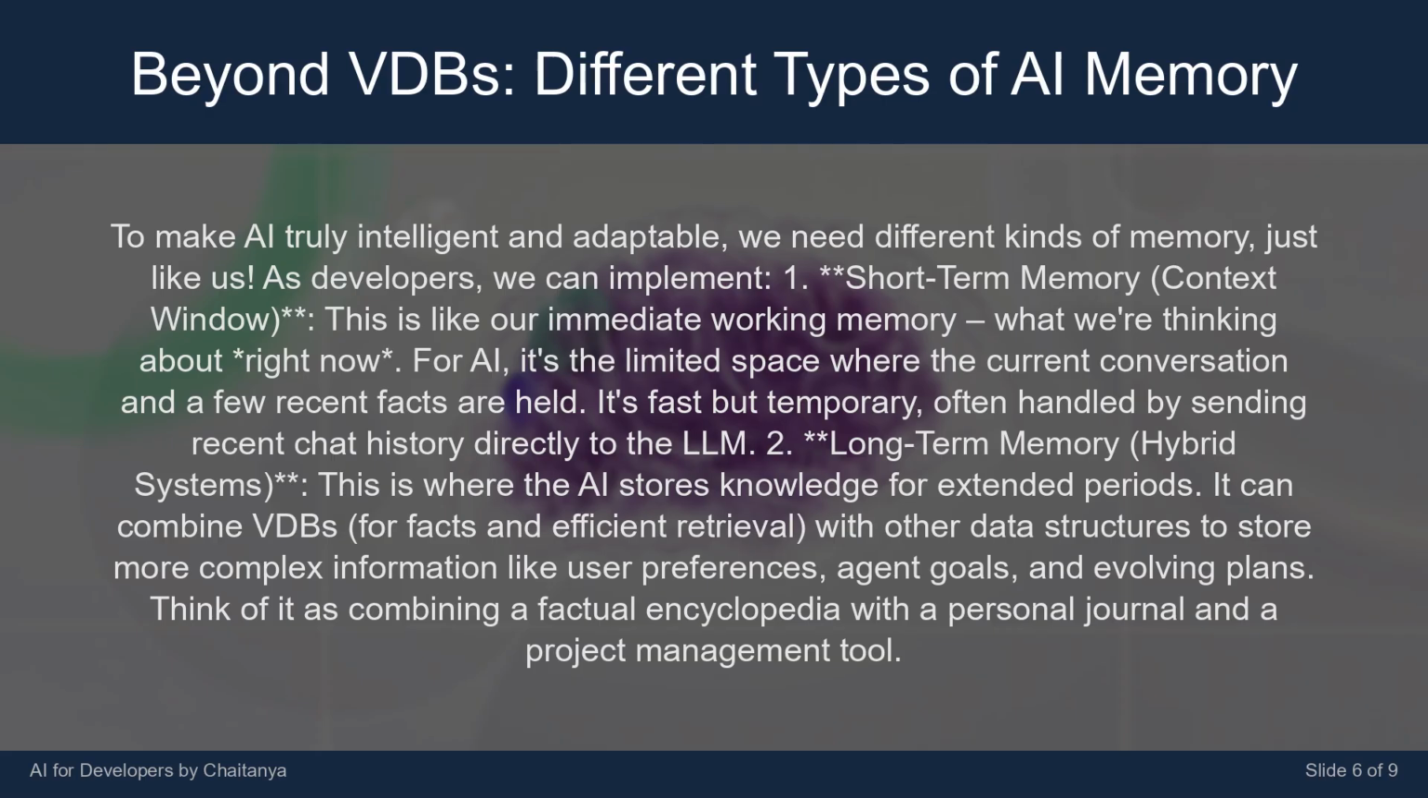2. Long-term memory, hybrid systems. This is where the AI stores knowledge for extended periods. It can combine VDBs for facts and efficient retrieval with other data structures to store more complex information like user preferences, agent goals, and evolving plans. Think of it as combining a factual encyclopedia with a personal journal and a project management tool.